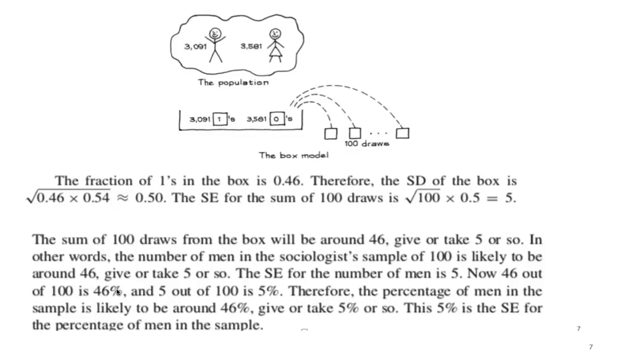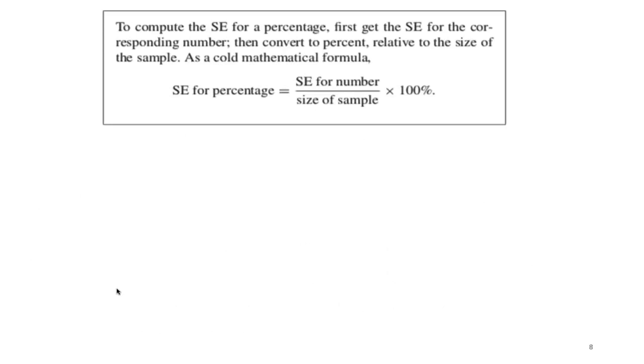So really it's the same problem as chapter 17, except now we have to convert everything into percentages. Here's the formula. The formula for SE for percentage is the same as the formula for SE for number from chapter 17, and then we just convert it by dividing by the size of the sample and multiplying by 100% to convert that number into a percentage. So again, it's the same answer as before. It's just a simple conversion to a percentage.